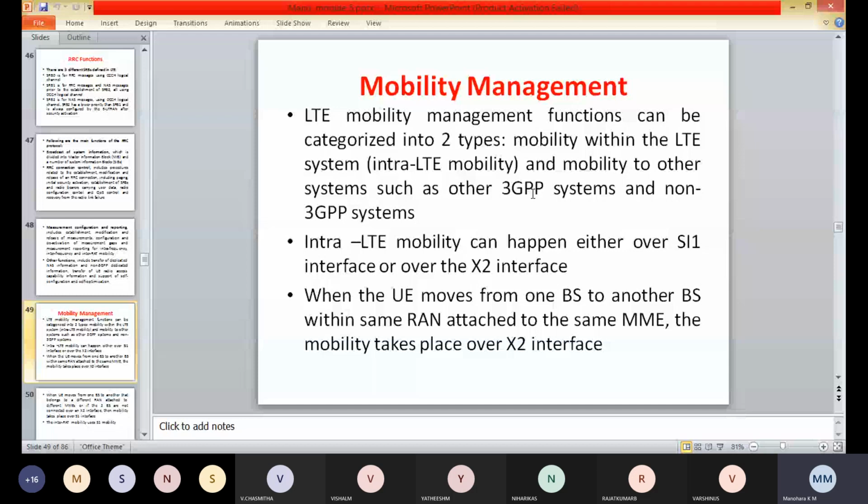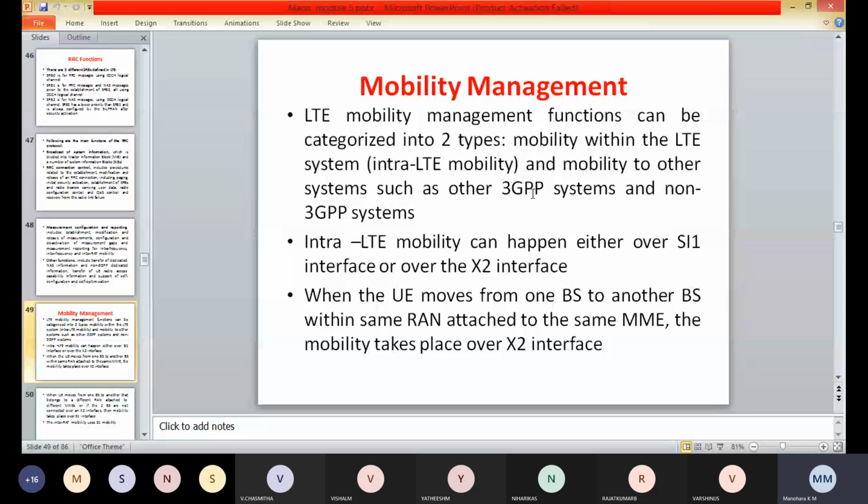So the LTE mobility management functions can be categorized into two different groups. One is mobility within the LTE system, that is intra LTE mobility, and the other one is mobility to other systems, other than the 3GPP system and non 3GPP systems, that is inter RAT mobility.